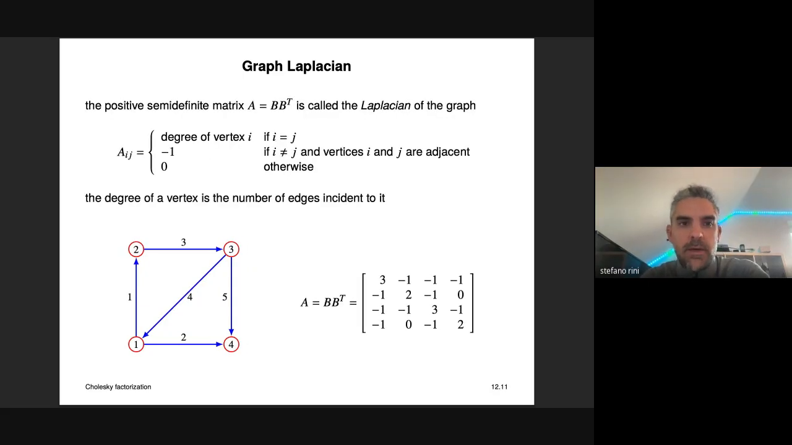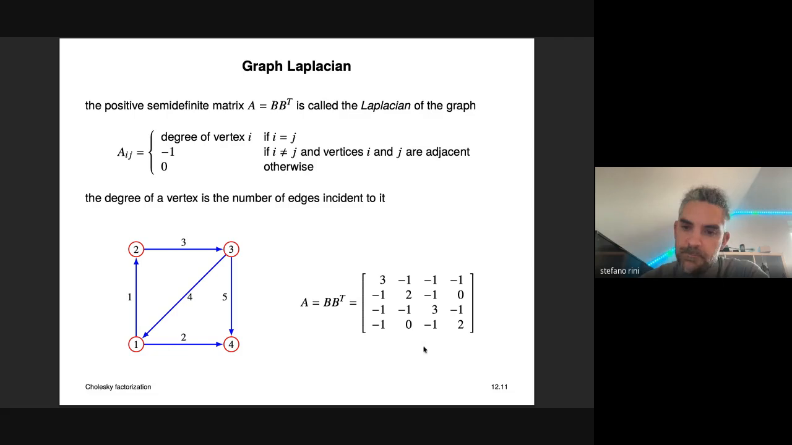So this corresponds to a graph Laplacian. Then the positive semi-definite matrix A equal to B times B transpose is called the Laplacian of the graph. And this corresponds to, of course, B times B transpose from the previous slide. And A has the following property. In position ii, so on the diagonal, you have the degree of the vertex, so the number of edges connected to the node, regardless of the direction. And if we are in position i, j, then if two vertices are adjacent we have a -1, and otherwise we have a 0. Okay.